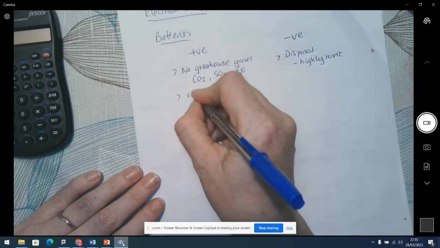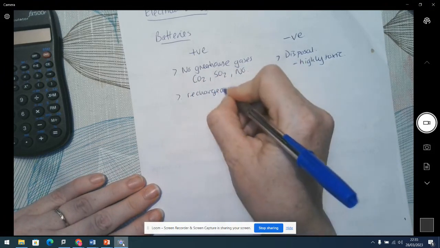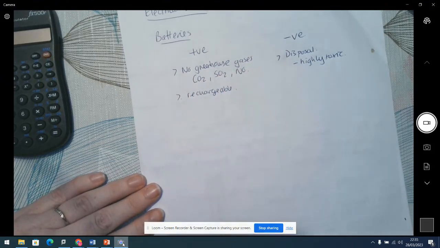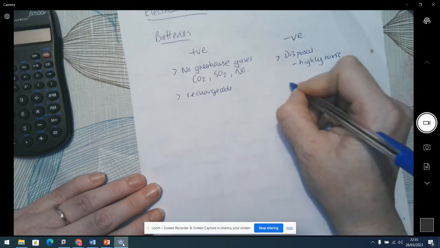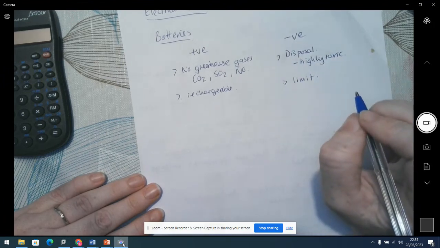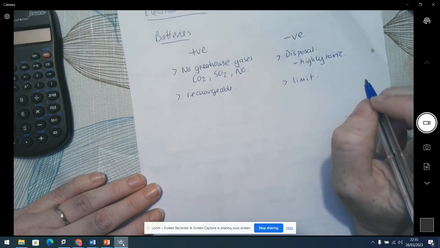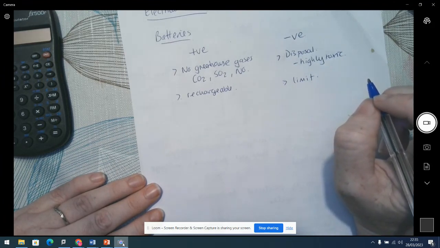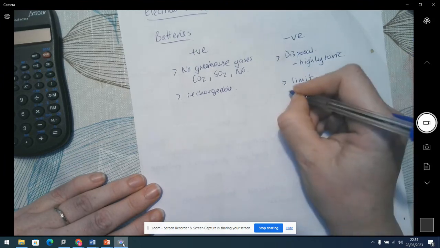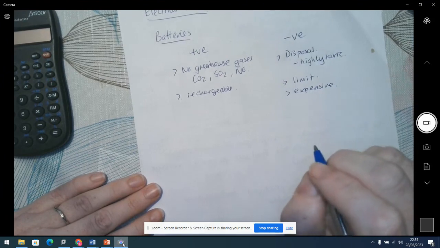Another positive of batteries is the fact that they are rechargeable. Okay, and that's a good thing because that's going to save you money in the long run. But as we've already said before, there is a limit on how many times it can be recharged before it needs replacing. And batteries can, in fact, be more expensive to make than fuel cells. So they can be expensive too.